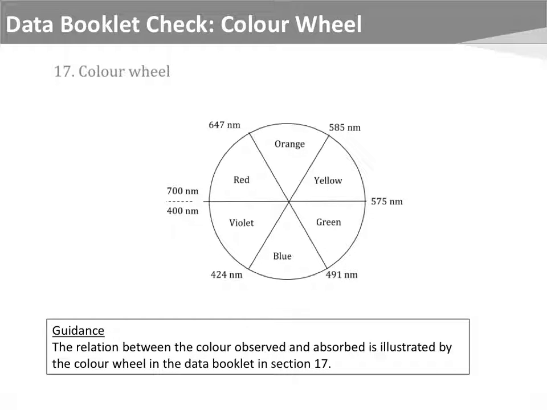The IB gives us a color wheel. We don't need to memorize it. These transitions are not necessarily equidistant in terms of the change in wavelength. I think this is a general guideline. It's not perfect in every scenario, but certainly it plays a role in our discussion of color.